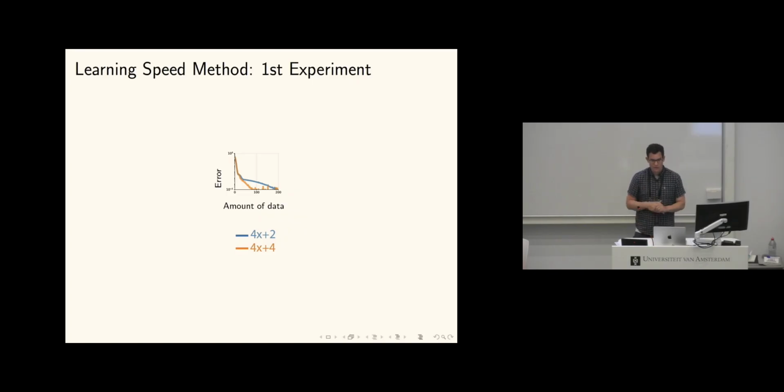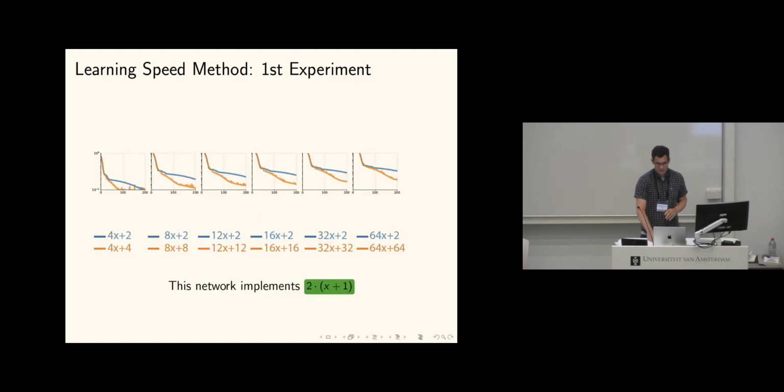This other network, however, learns the orange line faster than the blue line. And this again was systematic. It learned all the orange lines faster than the blue lines. It learned 8x plus 8 faster than 8x plus 2, 12x plus 12 faster than 12x plus 2. So on the learning speed method, we infer that it implements 2 times x plus 1.